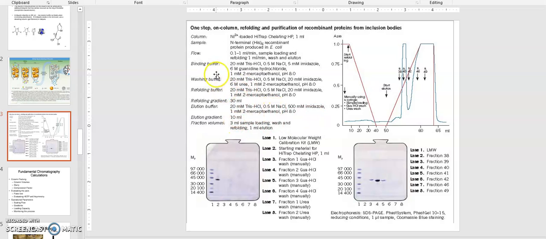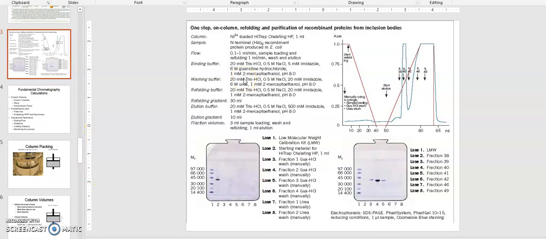So the difference is here, when you do the binding, you have 6 molar guanidine hydrochloride. That's a strong denaturant. So the binding is done, it seems, under the denaturing condition, okay, and then during the washing, you're removing that 6 molar guanidine. Okay, so from the denatured condition, by washing it, your protein is slowly refolded. That's what it means. Okay, while it's refolded, other proteins are removed, and then you can capture your protein with the strong presence of imidazole. That's what it shows. Okay.